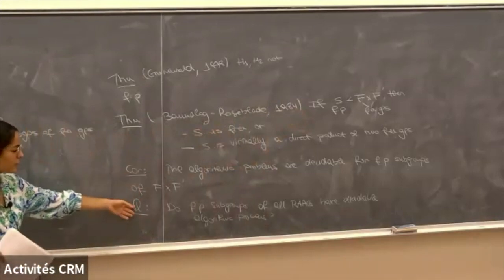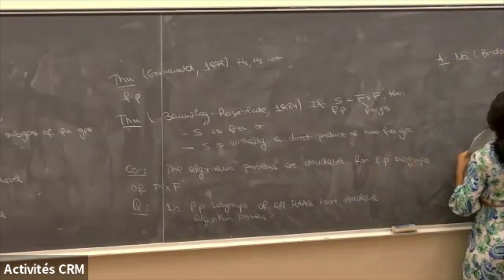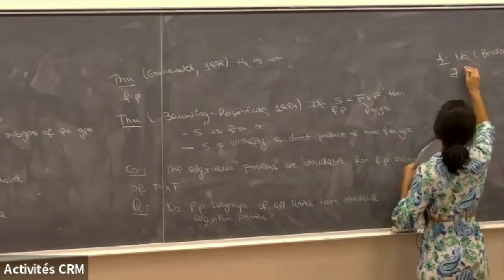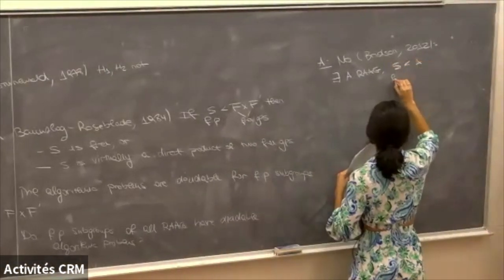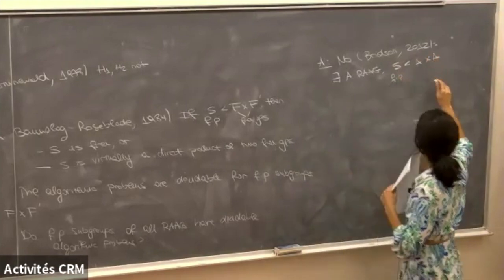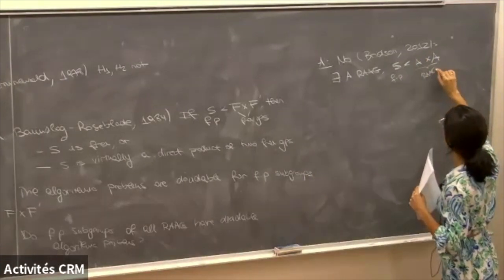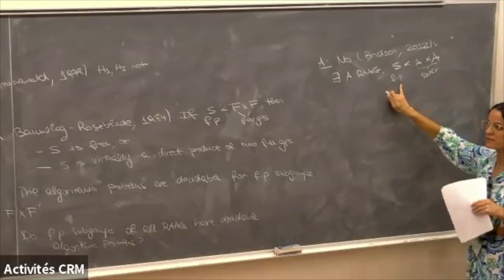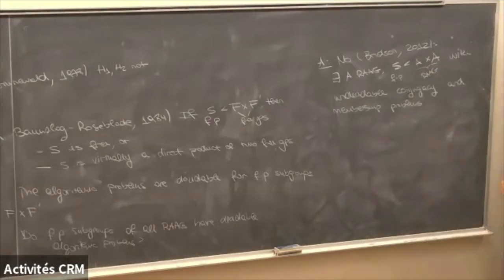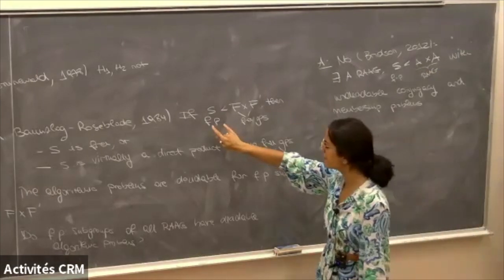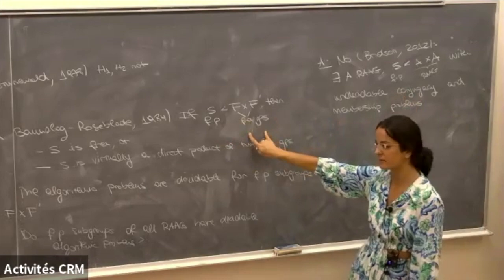And the answer is, of course, no. And it was answered by Bridson. So Bridson showed that there is a right-angled Artin group A and a finitely presented subgroup of the direct product. So remember that if I take direct products, I'm still in the class of RAAGs. So this is still a right-angled Artin group. So there is a right-angled Artin group and a finitely presented subgroup where the conjugacy and the membership problems are undecidable. So as we can see, being picky in the finiteness properties of the subgroup is not enough to ensure decidability of the algorithmic problems, even though it's enough for direct products of free groups.